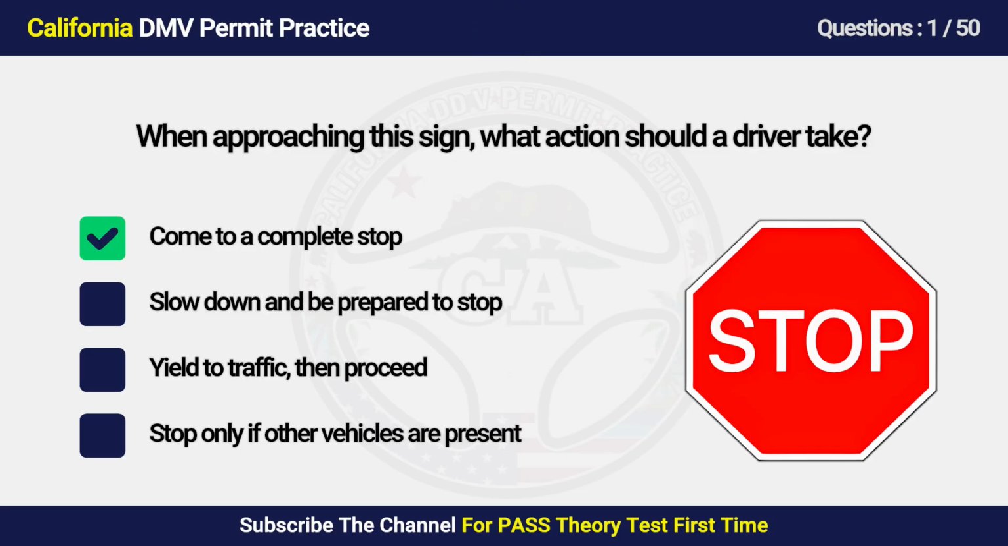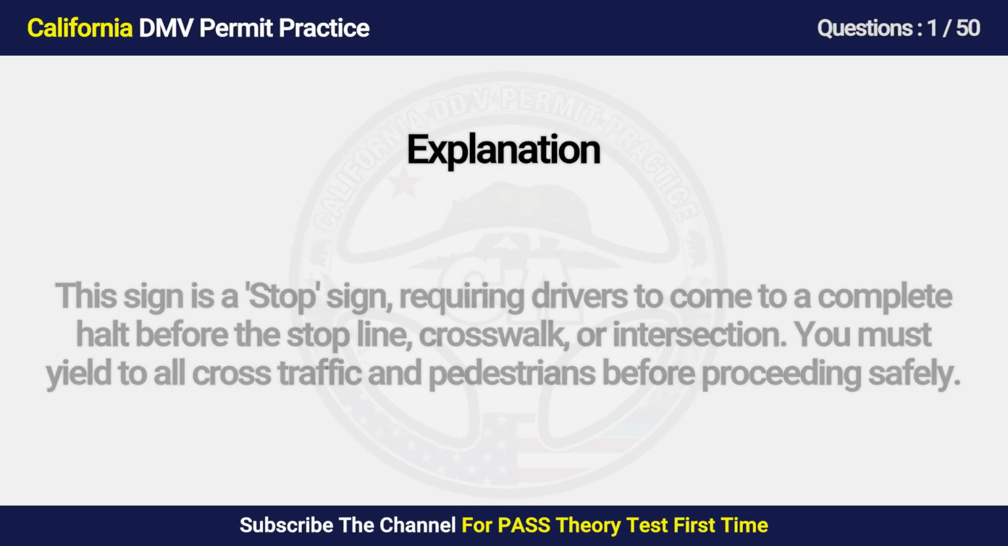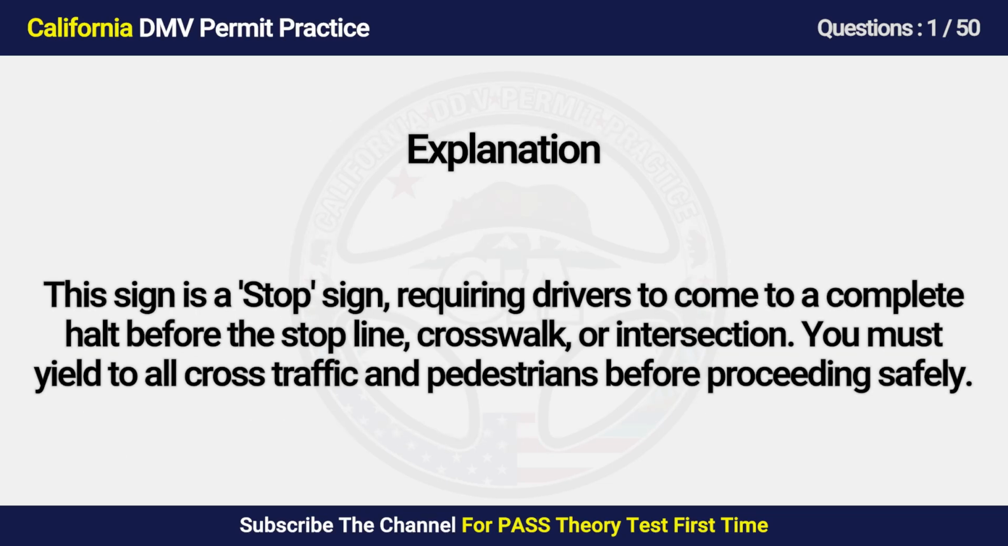Answer is A. Come to a complete stop. This sign is a stop sign, requiring drivers to come to a complete halt before the stop line, crosswalk, or intersection. You must yield to all cross traffic and pedestrians before proceeding safely.